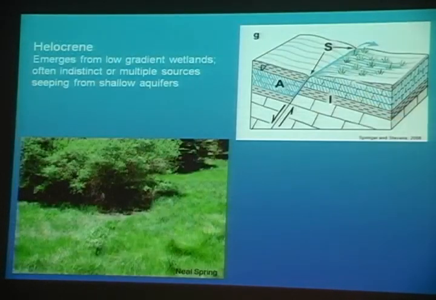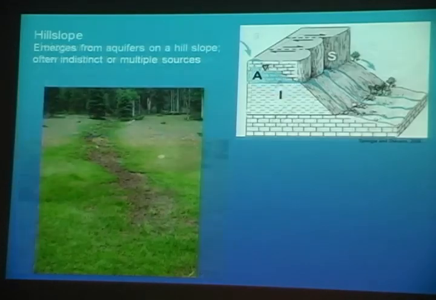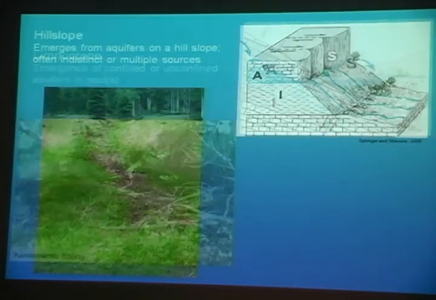Helocrene springs emerge from a low gradient wetlands. They often have indistinct or multiple sources and seep from shallow aquifer systems. This is Neal Spring up on the north rim, forms a very nice marshy wetland and supports a nice willow stand. Hillslope springs emerge from aquifers on a hill slope, creative name, and often also have indistinct or multiple sources. This is Fawn Spring.